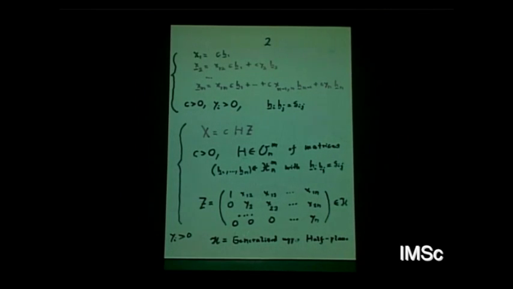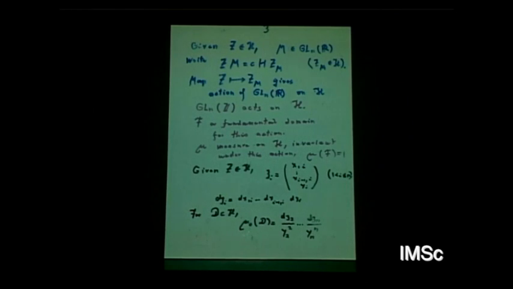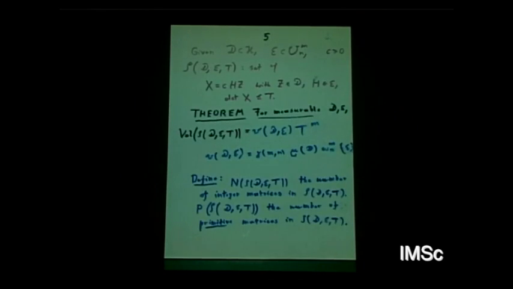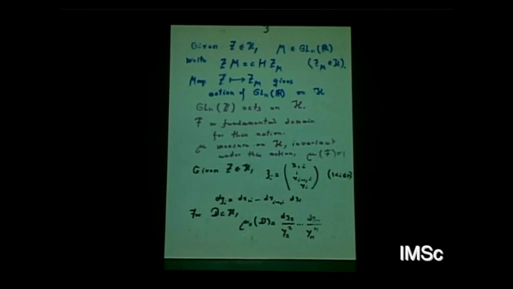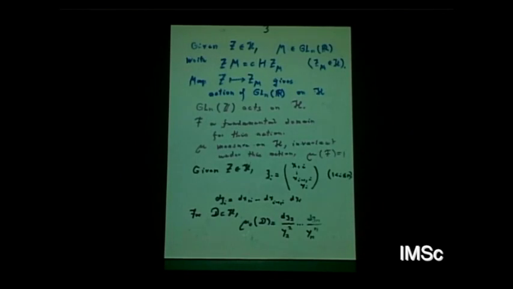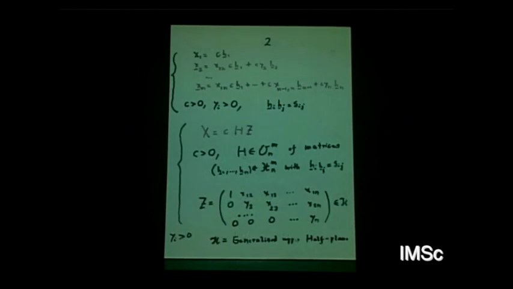So now, there were two ingredients in a sense. On the one hand, we have H in this set that we call O(m,n), and then Z in the generalized upper half plane, and we want to introduce measures on both of these things.